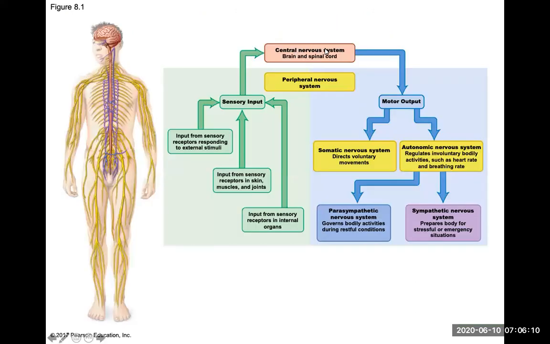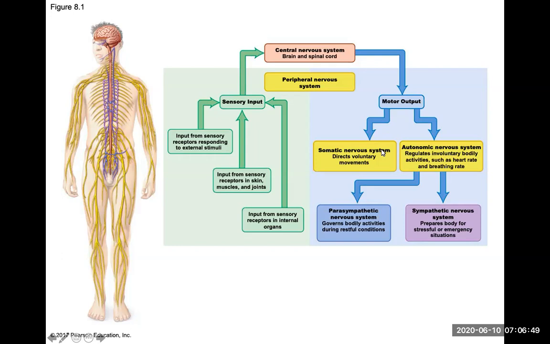So here's your central nervous system getting input and then telling the motor output what should happen for that input. Here's some sensory input. Within the peripheral nervous system, it can come from sensory receptors to external stimuli, sensory receptors in your skin, muscles, and joints, and sensory receptors in internal organs. So everything is picking up sensory input, sending it to the brain or spinal cord to be processed. And then the brain and spinal cord send out an action or a motor response. That motor response can be somatic or autonomic.